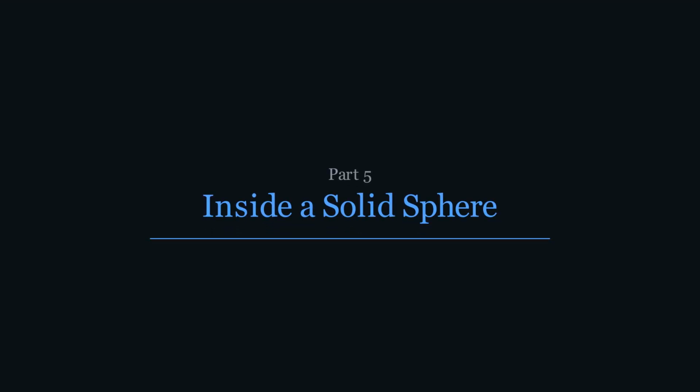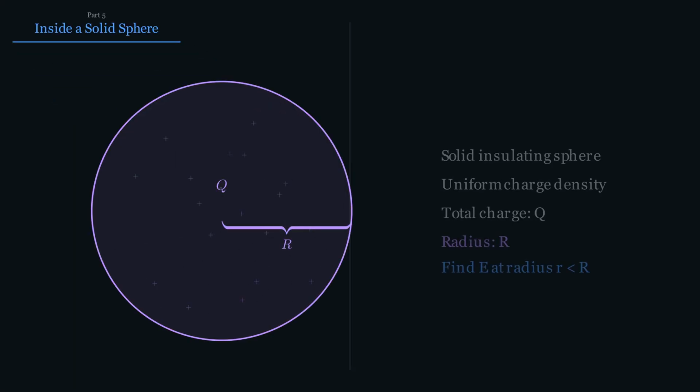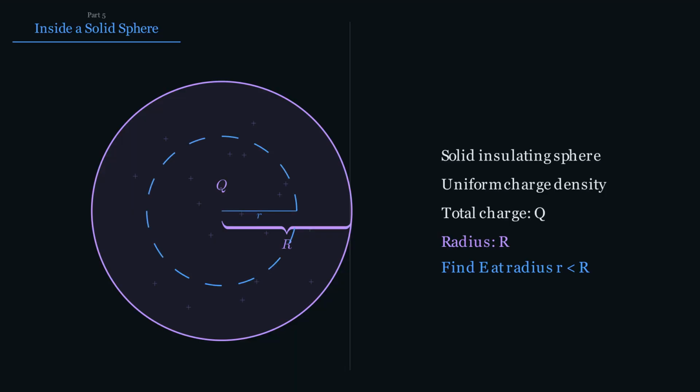Now the hardest problem you'll see on the AP exam. The electric field inside a solid sphere of charge. Here's the setup. You have a solid insulating sphere of radius capital R. Charge Q is spread uniformly throughout its volume. We want the electric field at some point inside, at distance little r from the center, where little r is less than capital R. Draw a spherical Gaussian surface of radius little r inside the sphere. By symmetry, E is radial and constant on this surface. So the left side of Gauss's law is E times 4 pi r squared, same as before.